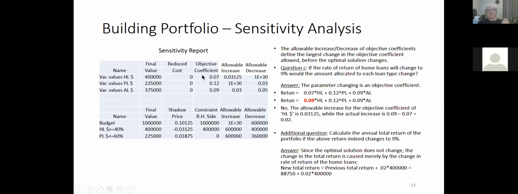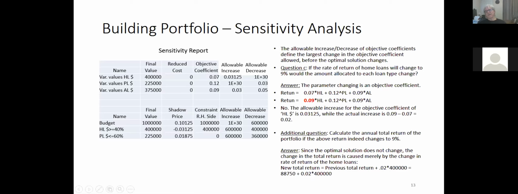So 0.07 times this, 0.12 times this, times this is 88,750, as we got it from the previous run. We got it as we looked at the results in Excel after Solver ran it. This is the old value of the objective function. And now just add the changes. But the change is 2% times 400,000.